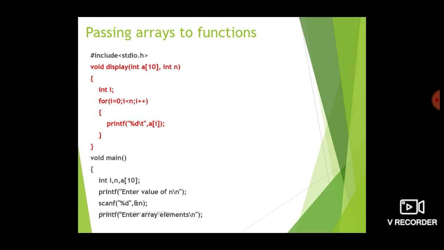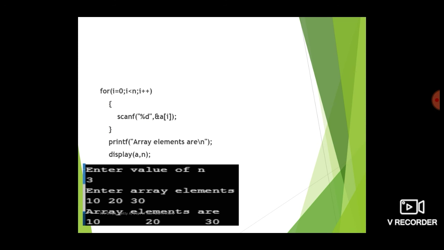So let us read the value of n. Printf, enter the value of n. Scanf %d ampersand n. Next, printf, enter the array elements. So let us read the array elements. To read the array elements, we know that we need to write a for loop. So for i is equal to 0, i less than n, i plus plus, scanf %d ampersand a of i. So once we have read the array elements, let us display the array elements.